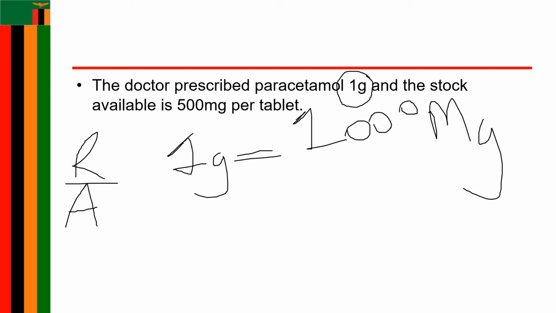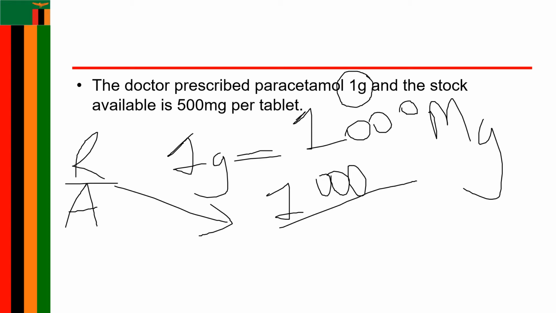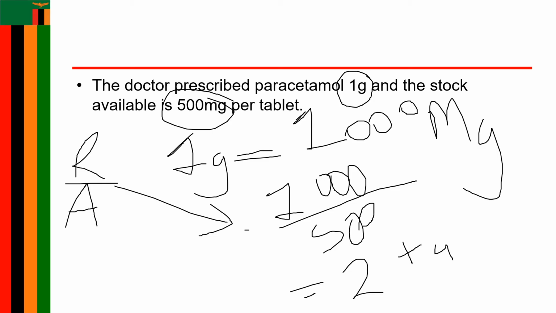After you do that, you bring it into this formula. The required dose is 1000 milligrams, divided by the available stock that you have, which is 500 milligrams. So your answer is 2 tablets.